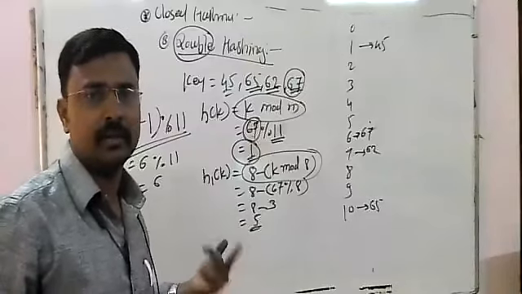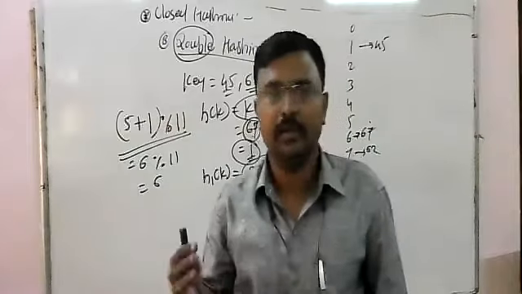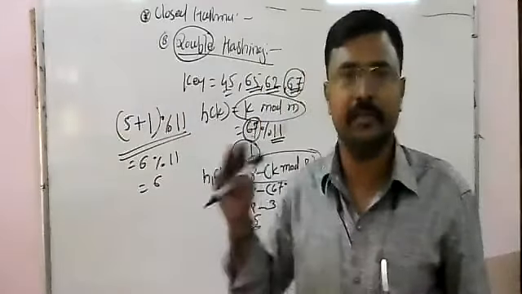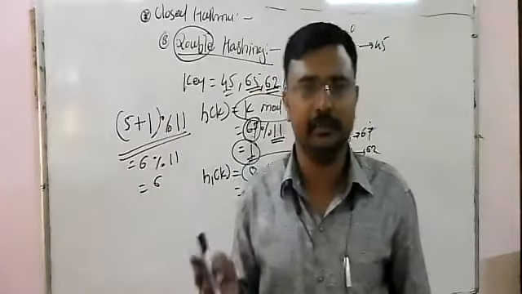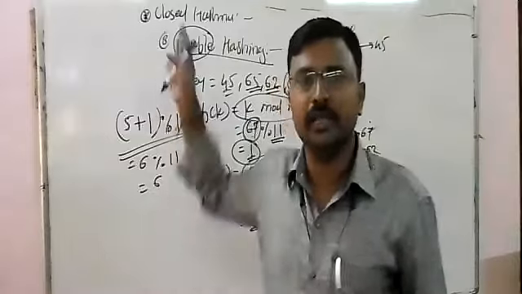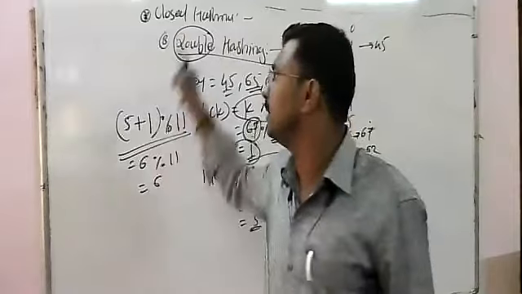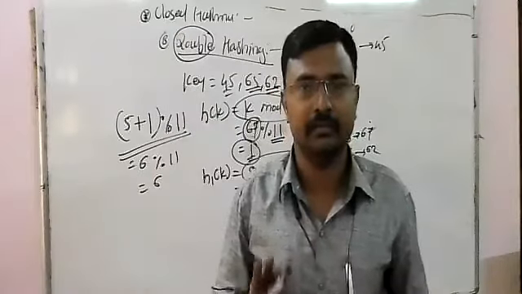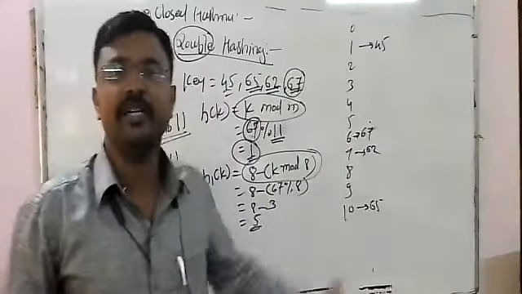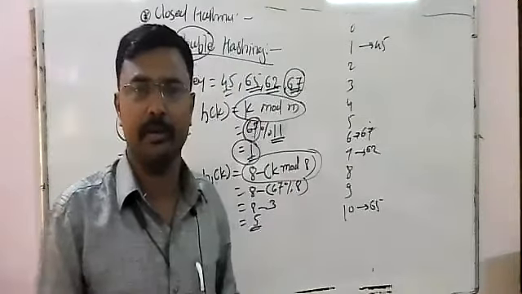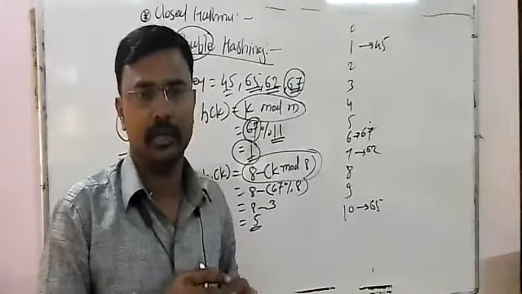Got it? So in this way, your collision will be resolved using these techniques. The first one is open hashing, where we use chaining, a linked list. The other is closed hashing, where we use linear probing, quadratic probing, and the third is double hashing. I hope all of you got what hashing means, what the different techniques to calculate the hash value are, and lastly, how to resolve the collision. Okay, thank you.